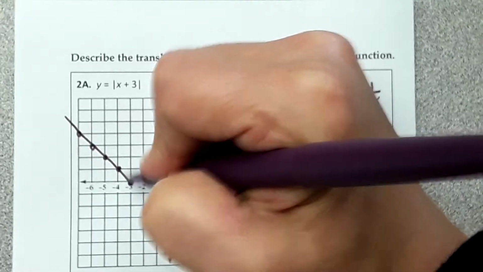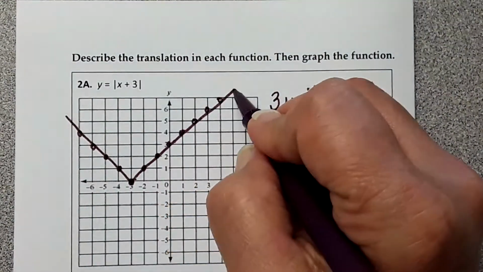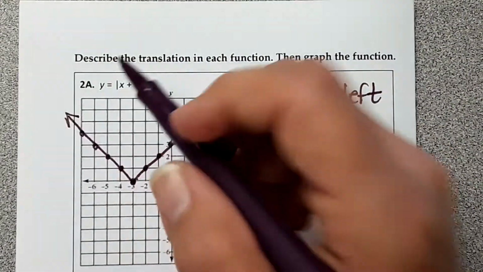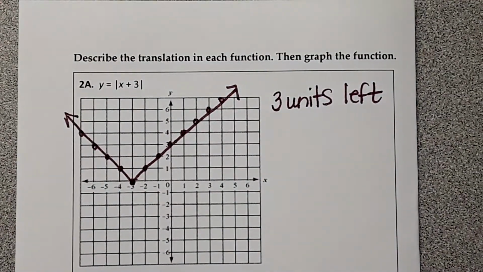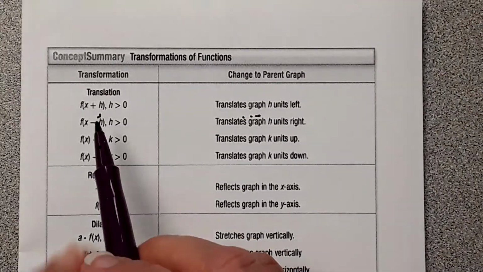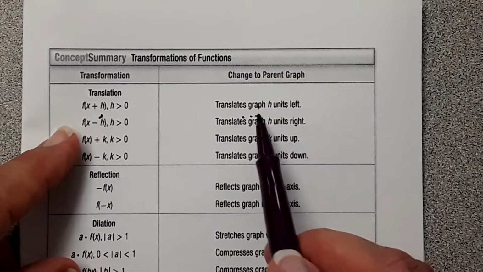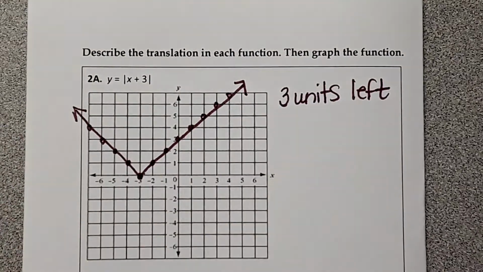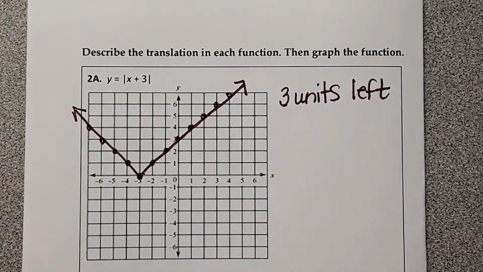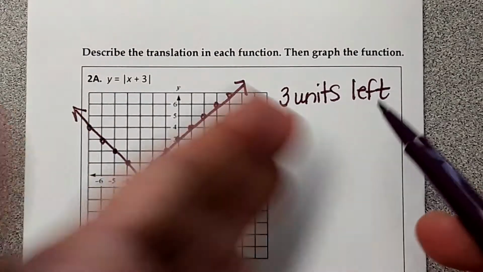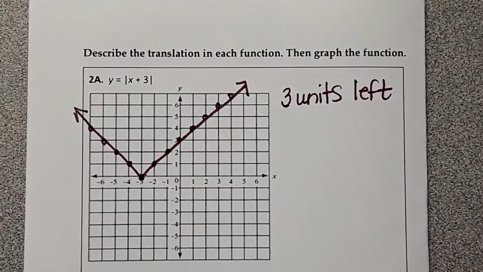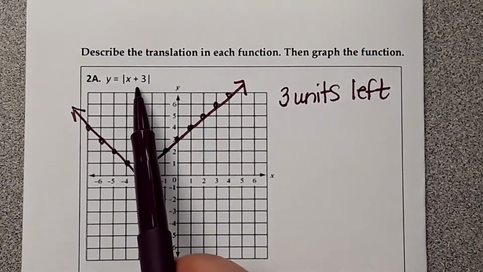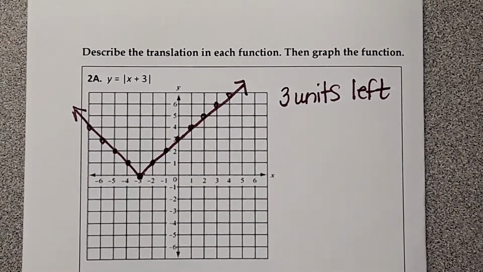And then we connect the dots. The points, not the dots, connect the points. So let me explain that to you again. So this is an absolute value equation. Because the 3 is inside the absolute value, I went to my handy dandy little chart, and it says that if the H is inside, it moves it to the left. So that's what I did. How many units? It's 3, so I moved it 3 units to the left. So when it asks you what type of translation, that's describing it, and then you graph it. Again, the 3 was inside. That's how I knew I needed to move it left.